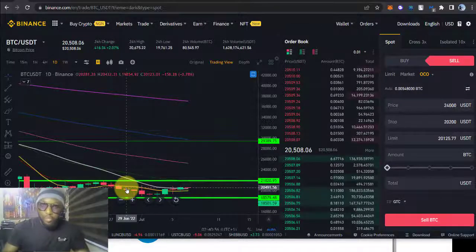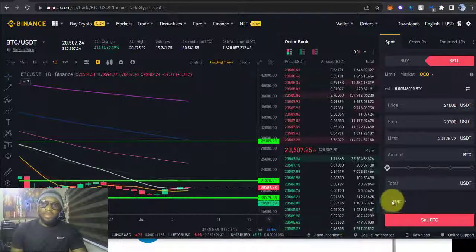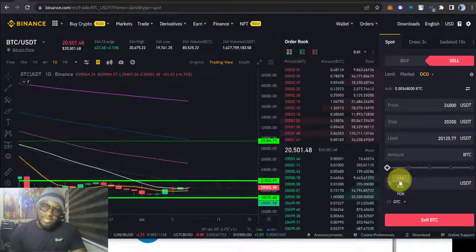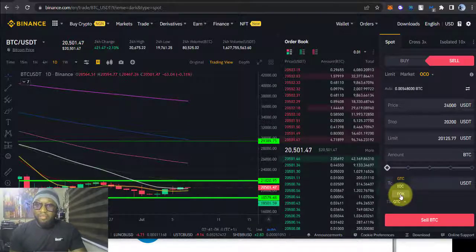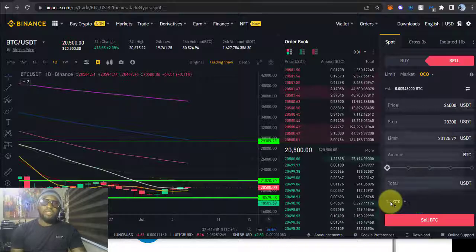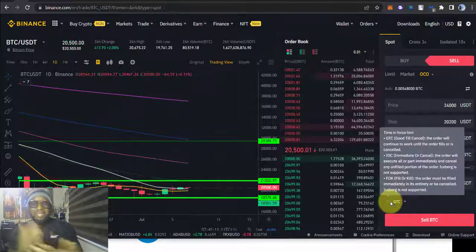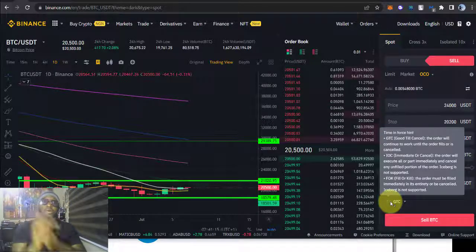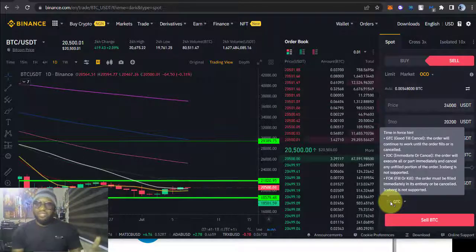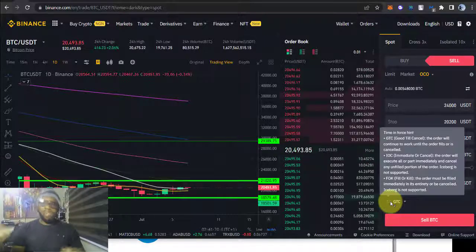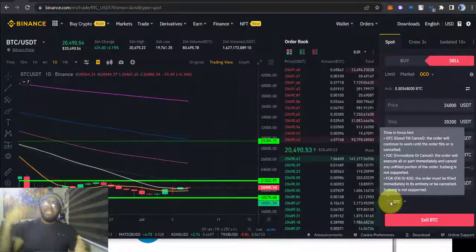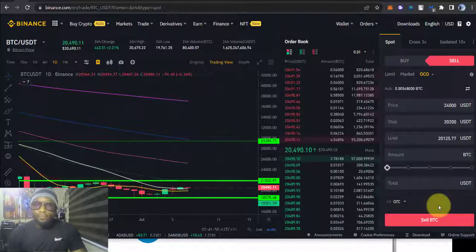Those are different ways to actually use a stop loss in trading. Like I said, aside from that, we have different kinds of orders. We have GTC, we have IOC, we have FOK. What is GTC? GTC means good till cancelled. That is, your order is open and is good until you cancel it yourself. Then IOC means immediate or cancel. That is, if it doesn't trigger immediately, it gets cancelled. Then FOK means fill or kill.